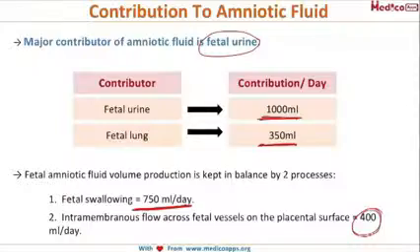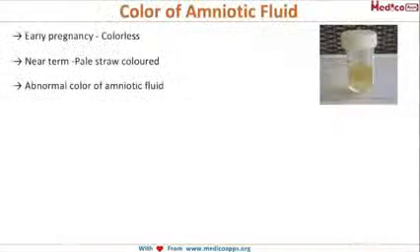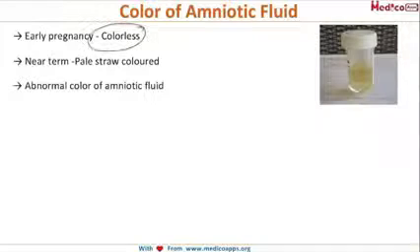Now, how does the amniotic fluid look? In early pregnancy, the amniotic fluid is colorless, and as the pregnancy approaches term, it becomes pale straw in color, as you can see here. Now, this is the normal amniotic fluid, but there can be abnormal colors of the amniotic fluid, and they are indicative of certain conditions. So let's see what those are.